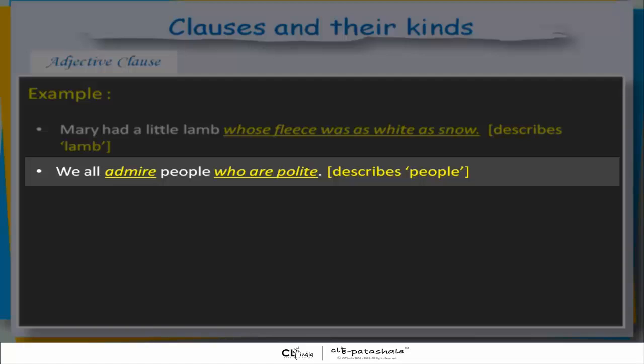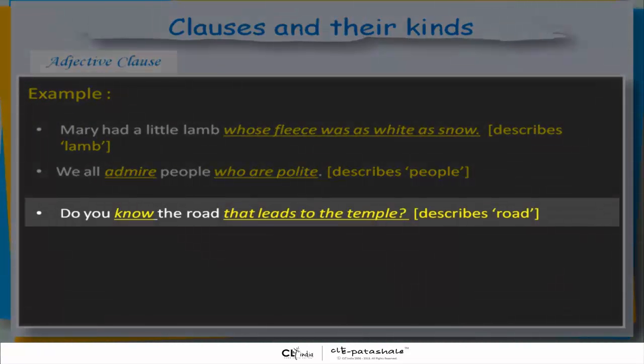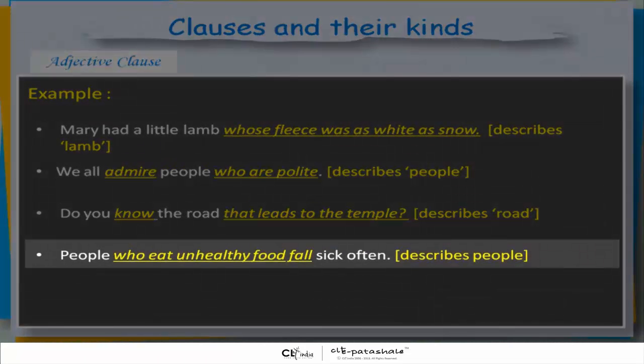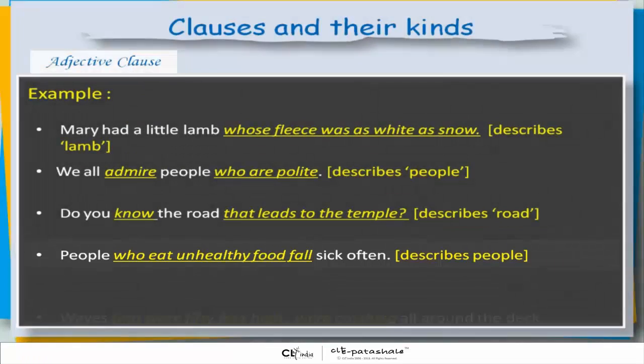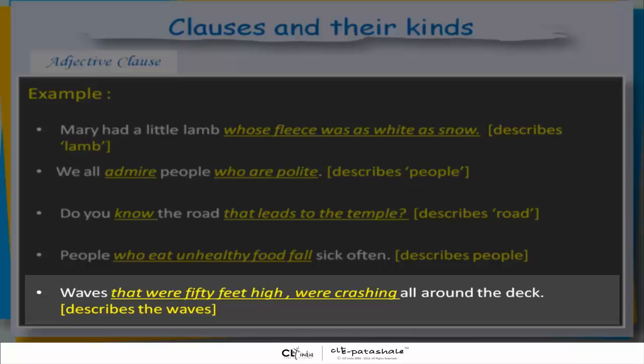We all admire people who are polite. Now, this describes the people we are talking about in the sentence. Do you know the road that leads to the temple? People who eat unhealthy food fall sick often. Now this clause describes people. Waves that were 50 feet high were crashing all around the deck. So this clause, that were 50 feet high were crashing, is describing the waves that are the noun in this sentence.